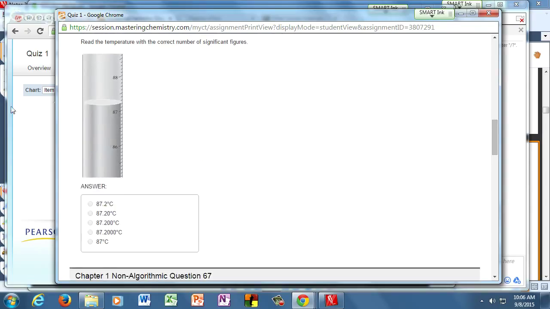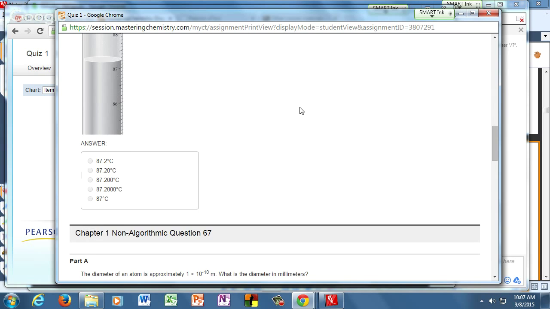All right, this one went pretty well. So we looked at this one in class as well. It's at that second level. But more importantly, we need to know our precision, and that should be 87.20. The 2 is given by the little line, so the next digit is your uncertain digit.